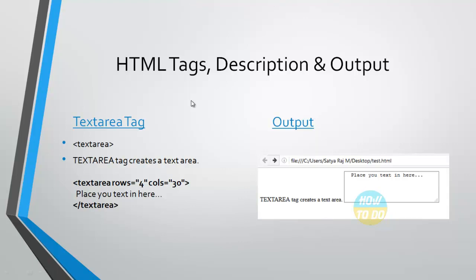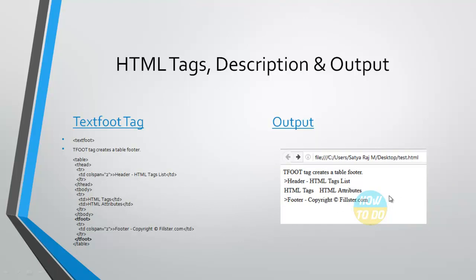Now next comes the textarea tag. The textarea tag creates a text area. This is the syntax for the same and this will be the output wherein you will be getting a box to write the text. Next comes the tfoot tag. The tfoot tag creates a table footer. So this is the syntax and this will be the footer of that particular table wherein you will be able to write copyright or something like that which is available for that particular website.